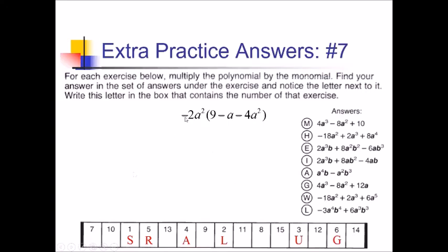For this problem, we have negative 2a squared getting distributed to all of these. So distributing to the 9, that's going to be negative 18a squared.